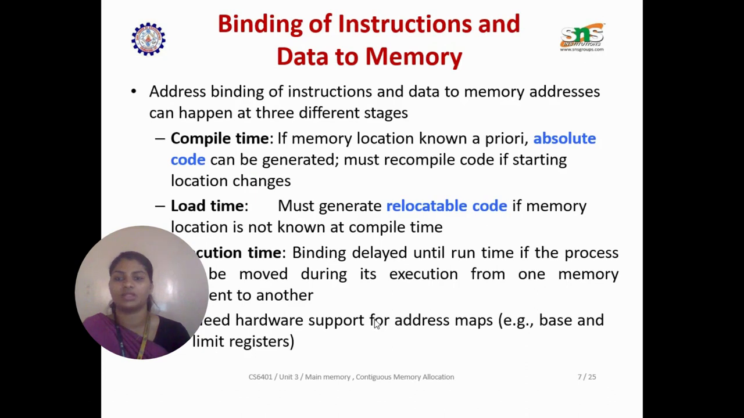Address binding is of different types. There are three types: compile time address binding, load time address binding, and execution time address binding. Compile time: if the memory location is known a priori, absolute code can be generated; the code must be recompiled if the starting location changes. Load time: relocatable code must be generated if the memory location is not known at compile time. Execution time binding is delayed until runtime if the process can be moved during its execution from one memory segment to another.